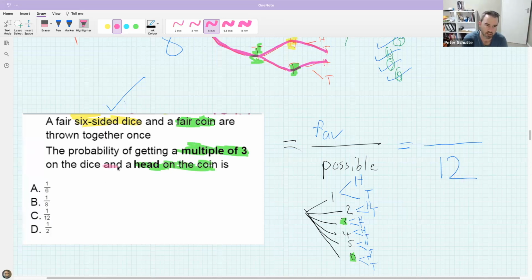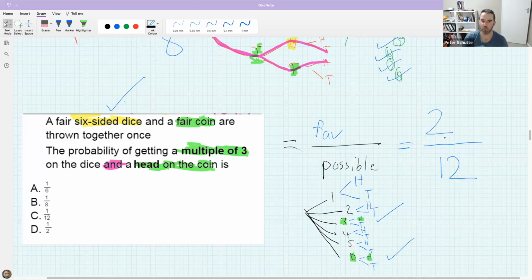And means you need both. So 3 and that one would be a favorable, or 6 and that one. So what is my favorable number of outcomes going to be for this question? What would be a good result? There are 2 options that are happy days for me. It's 3 and heads or 6 and heads.